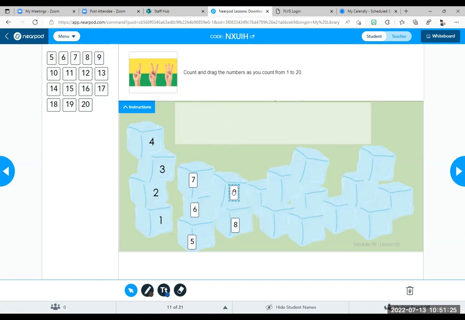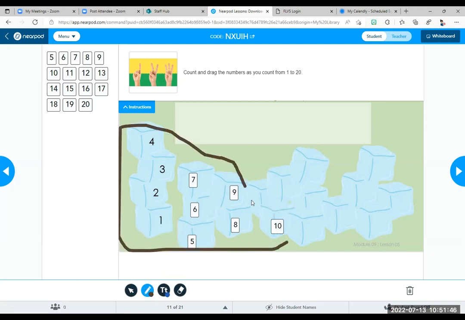Eight. Después, ¿cuál va? One, two, three, four, five, six, seven, eight, nine. Yay! 9 and 10. I heard it. Good work. 1, 2, 3, 4, 5, 6, 7, 8, 9, 10. Yay, we made it 10. But we're not done. There's more.